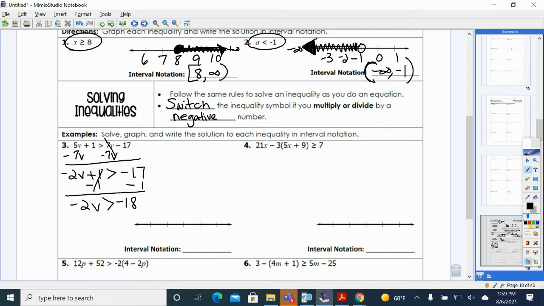And then divide both sides by a negative 2. Now, because I've just divided both sides by a negative number, the inequality sign is going to flip. Negative 18 divided by negative 2 is a positive 9. So I need to graph v is less than 9.